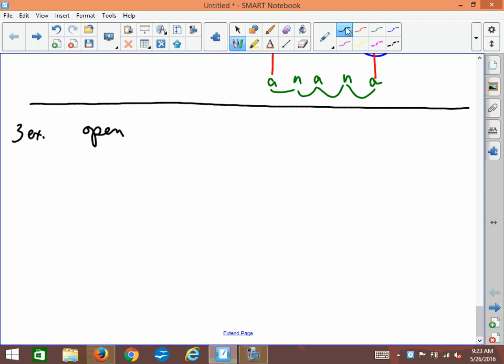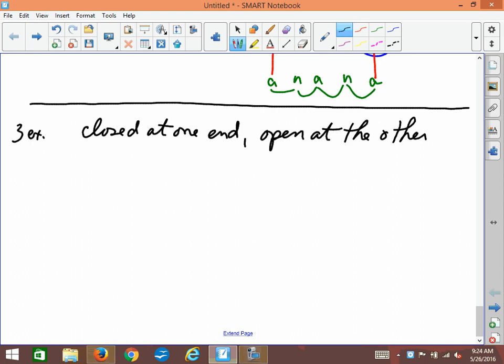Well, just because the pictures are easier for me to draw, I'm going to start with closed. It would be the same. It doesn't matter. Closed at one end, open at the other, or fixed and free. Remember, those words can be used interchangeably.